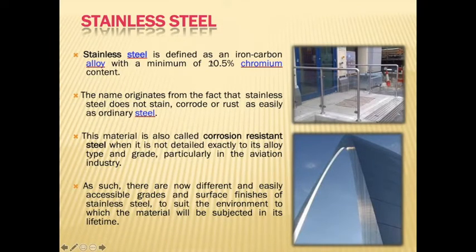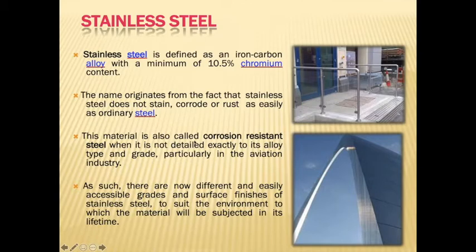Then we have another one, which is stainless steel. Stainless steel is defined as an iron carbon alloy with a minimum of 10.5% chromium content. The name originates from the fact that stainless steel does not stain, corrode, or rust as easily as ordinary steel. When we talk about stainless steel, it is a type of steel that will not corrode. For example, our kitchen tools are actually made of stainless steel, so it will not corrode.